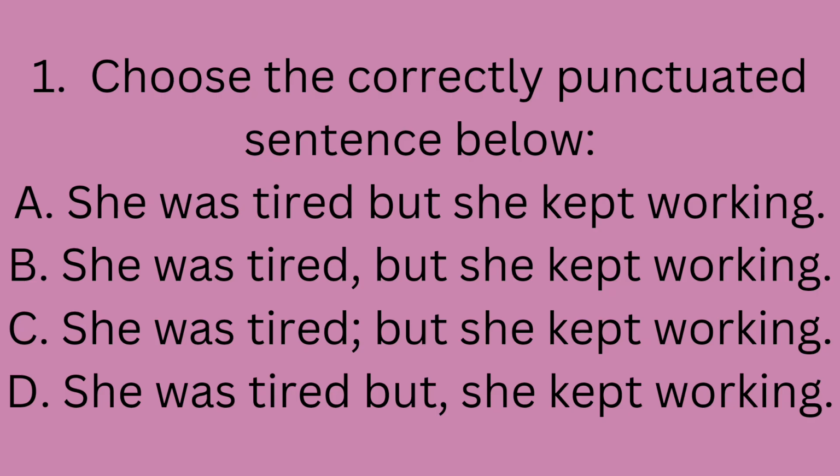Question 1. Choose the correctly punctuated sentence below. A. She was tired, but she kept working. B. She was tired, comma, but she kept working. C. She was tired, semicolon, but she kept working. D. She was tired, but, comma, she kept working. So you have to choose the correctly punctuated sentence in that question.